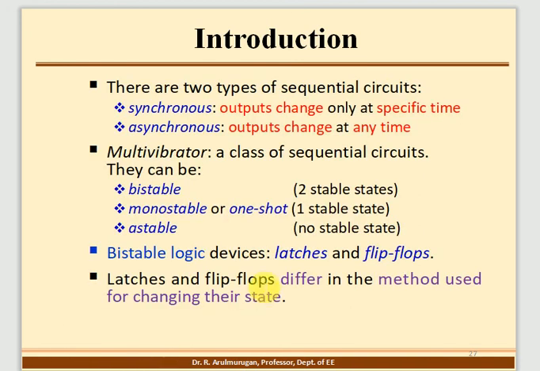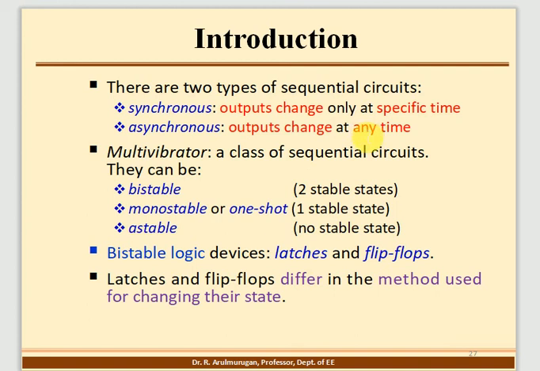Okay, next, types of sequential circuits. After flip-flops, sequential circuits include synchronous and asynchronous counters. What is the difference between synchronous and asynchronous? In both, the output changes, but only at a specific time or at any time. Only at a specific time is called synchronous. Asynchronous means at any time.